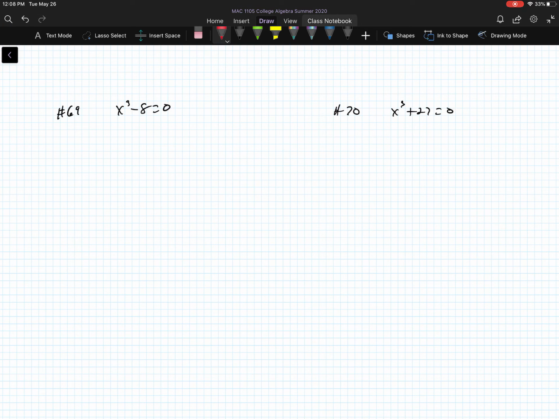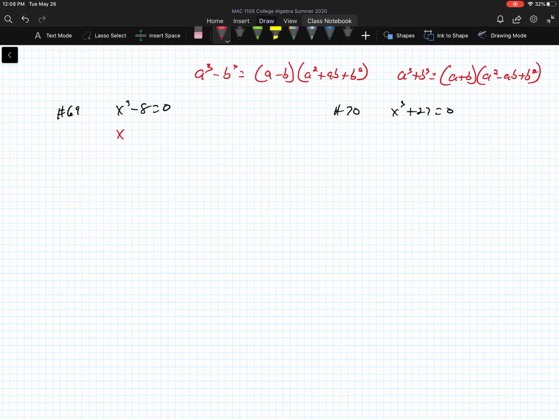All right. For 69 and 70, these are the last two. So if I have a to the third power minus b to the third power, I can break that up into a minus b times a squared plus ab plus b squared. Now, if it's a to the third plus b to the third, they're both perfect cubes, then I get a plus b times a squared minus ab plus b squared. So as long as I identify what a and b are, I'm okay. I can use these formulas.